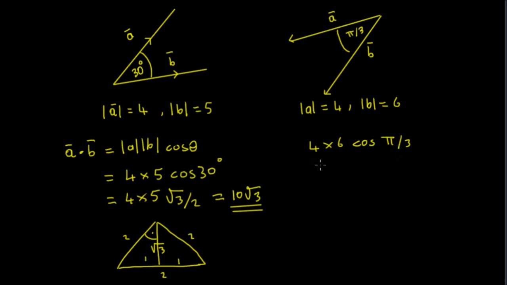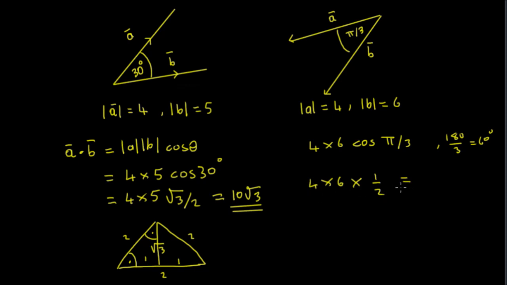So pi by 3, this is the angle in radians, so if you change it back into degrees, it's going to be 180 upon 3, which is equal to 60 degrees. So now we've got 4 times 6 times the cosine of 60 degrees. Well, cosine of 60 degrees from this here, that's the 60 degrees here, so the cosine is going to be that length 1 divided by 2.